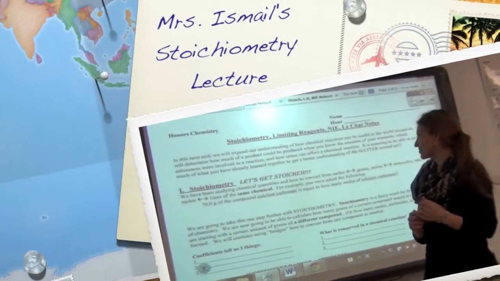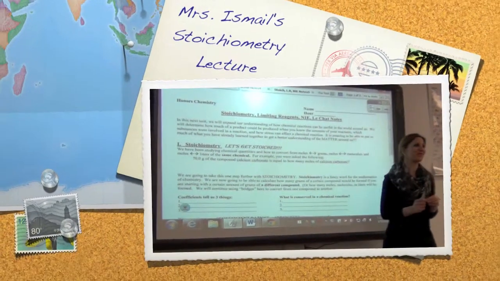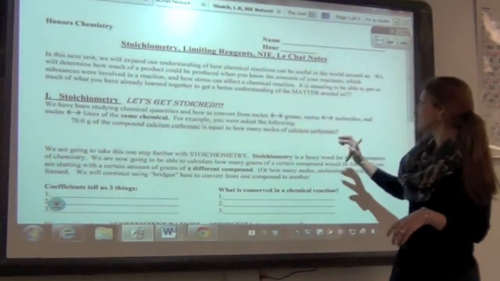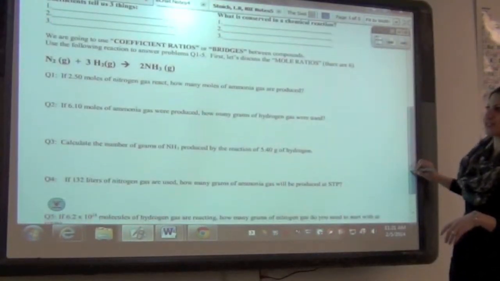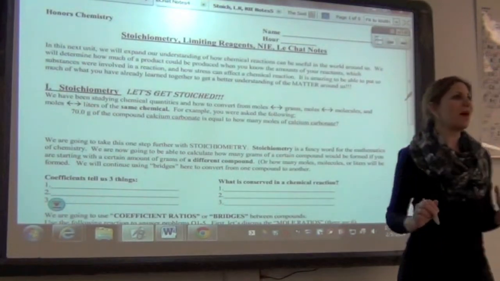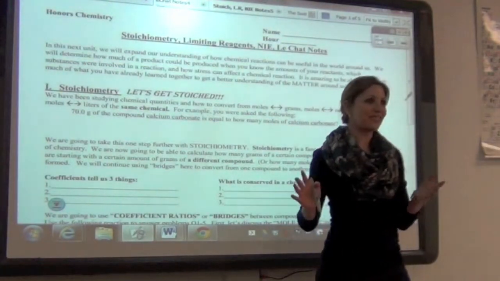Okay, welcome everyone. Today we're going to talk about stoichiometry. We're just going to run through this first page of the notes. This is probably one of my favorite parts of chem.